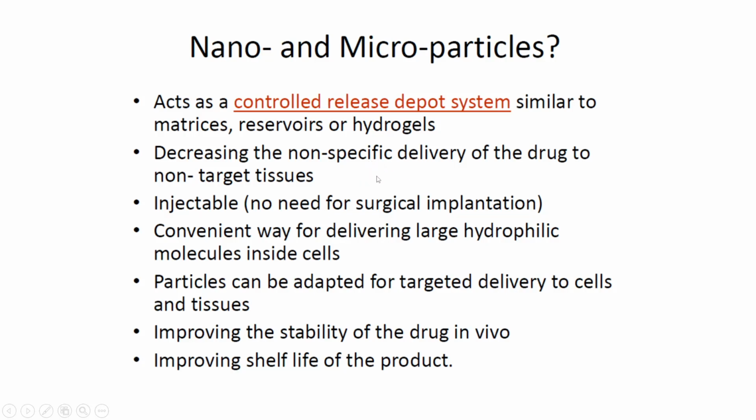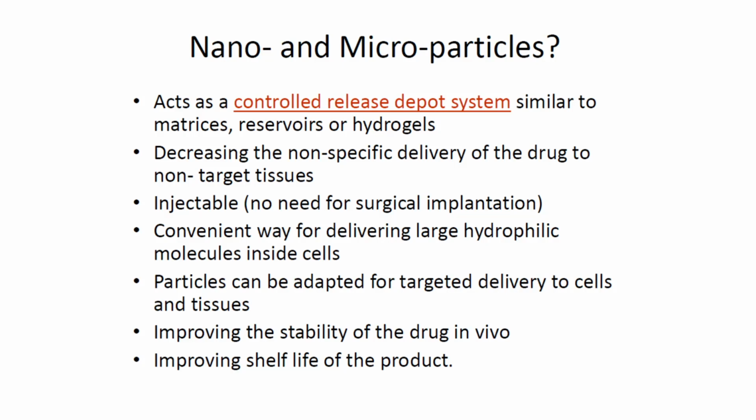For example, let's say you want to give something. Suppose you have an arthritis patient, and arthritis patients have a lot of pain in their knee. If you want to deliver something particularly to the knee, what you can do is encapsulate your drug in these nano or microparticles. Let's say you have PLGA microparticles and you put your drug inside that. You can directly deliver it to the knee. There is something known as intra-articular injections, which we'll see in the route of administration in the upcoming lectures. So you can directly inject your drug in the intra-articular space.